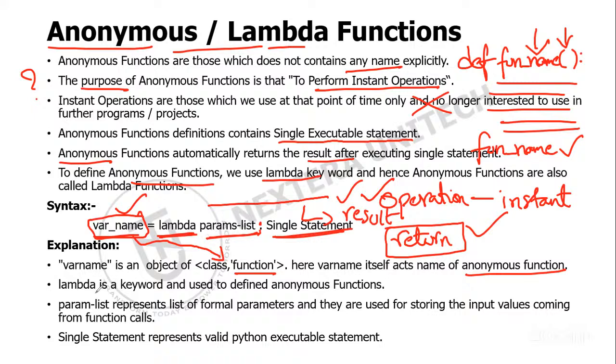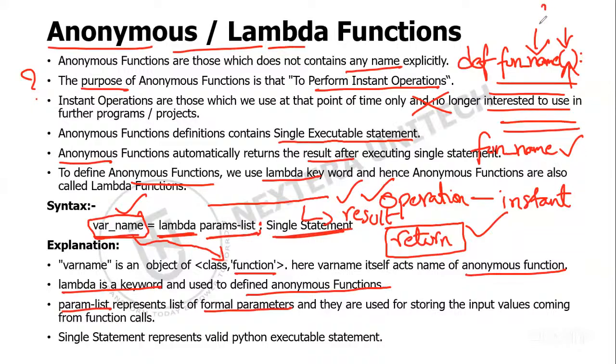Then coming to the lambda, lambda is a keyword which is used to define anonymous functions. I can define an anonymous function using the lambda keyword. That is why they are called anonymous functions or lambda functions. Then param list, a list of formal parameters. Here we pass parameters, the formal parameters, which help us to store the input values coming from the function calls.